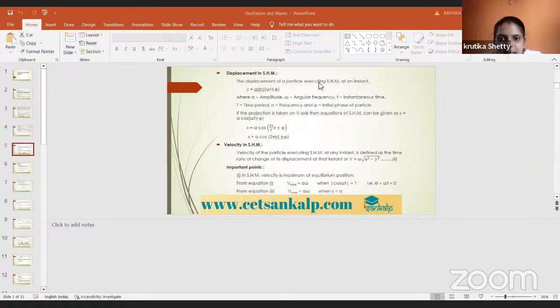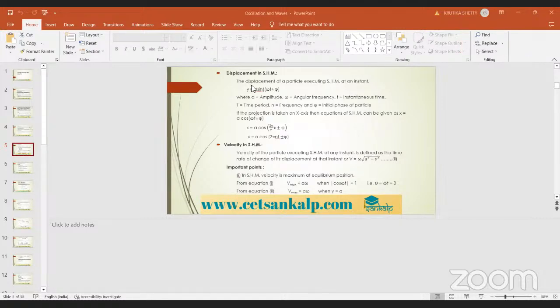The displacement of a particle executing simple harmonic motion at an instant is given by y is equal to a sin(omega t plus or minus pi), where a is the amplitude, omega is angular frequency, and t is the instantaneous time. Then what is capital T? Small t and capital T are different. If it is small t, it is instantaneous time. If it is capital T, it is time period. You have to remember this. Then n is the frequency, and pi is the initial phase.